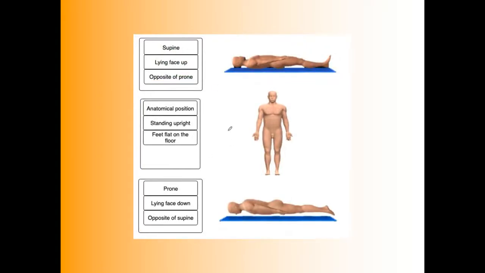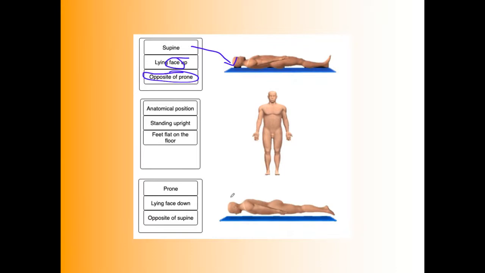This has shown up in the past also on a Connect quiz, and it was like drag and drop. So they would have these pictures and you would have these terms off to the side. You would left click and then drag and drop the appropriate words in the slot or in the box. So this individual here, this is supine. They're lying on their spine. They are lying face up, and supine is the opposite of prone.